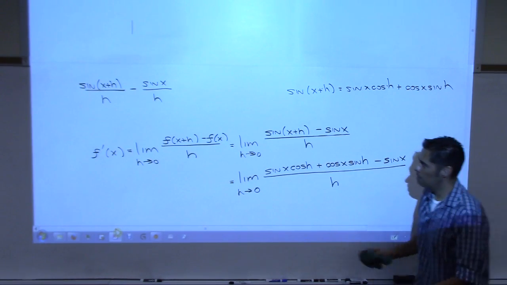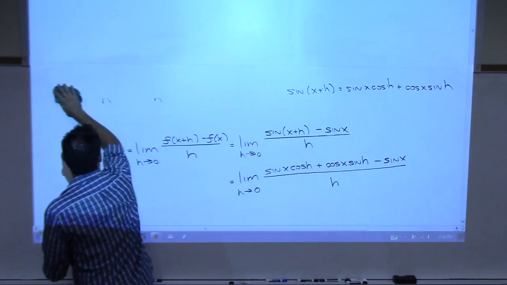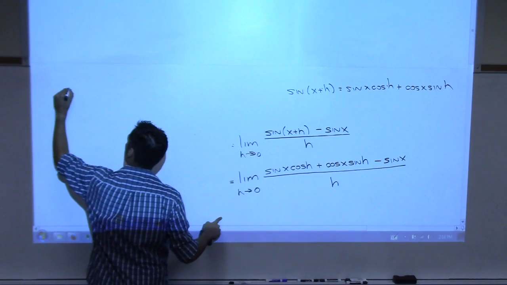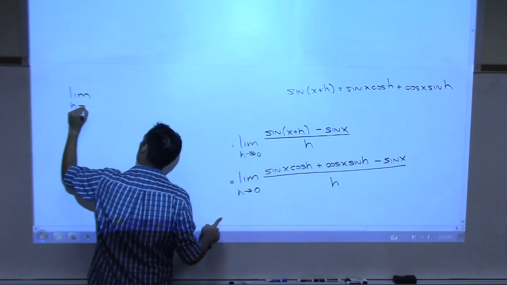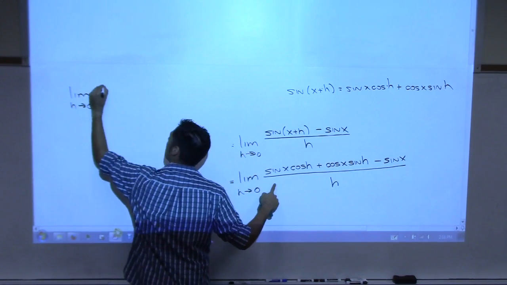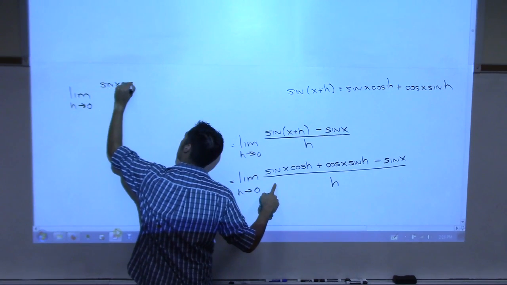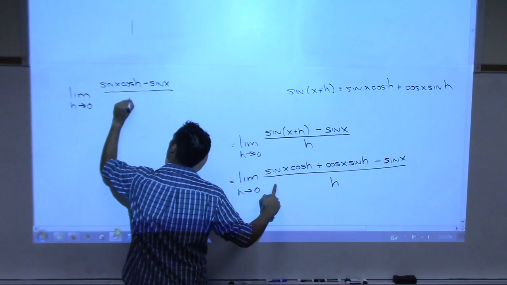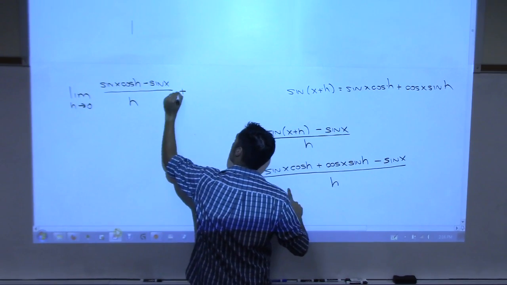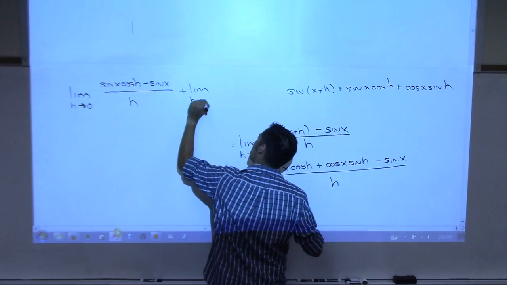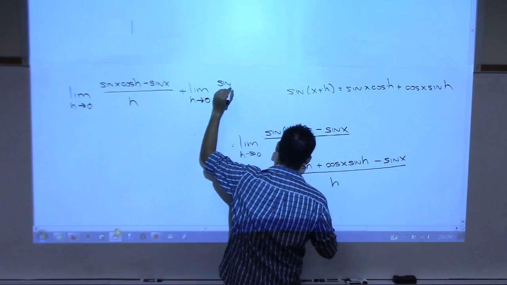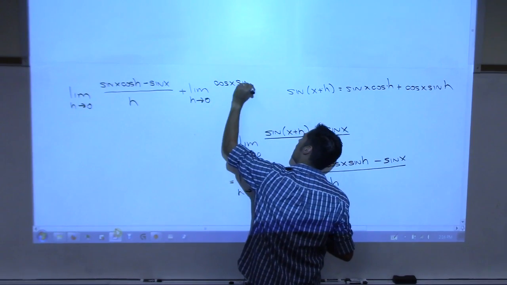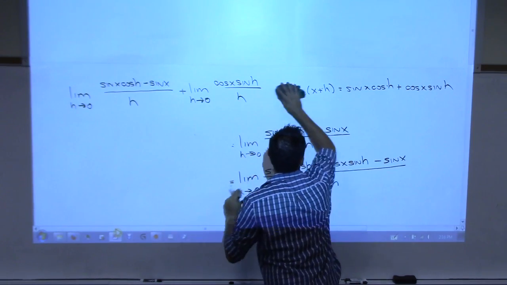Because you can split that up. Watch the way I do this. The limit as h goes to 0 of sine x cosine h minus sine x, over h, plus the limit as h goes to 0 of cosine x sine h, all over h. So what did I do there? I took these two and put them together over h, and then this one over h, and I just broke it into two different limits.